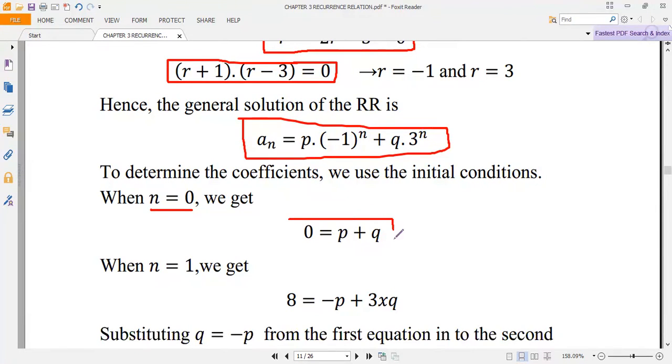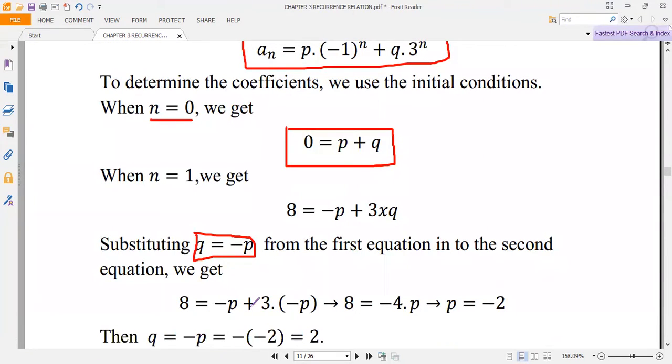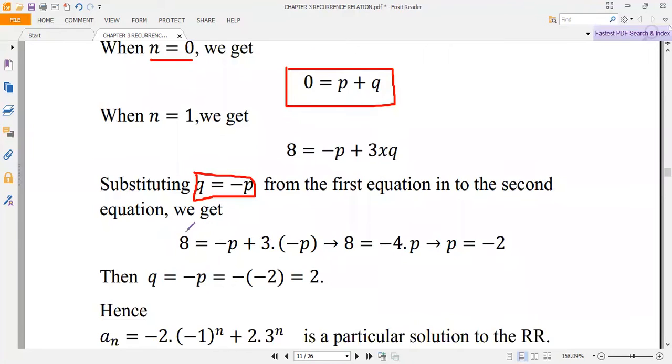Now, from the first equation, we can get that p is equal to minus q, or q is equal to minus p. Then substituting this into the second equation, we get 8 is equal to minus p plus 3 times minus p, which is minus p minus 3p, which is minus 4p. Dividing by minus 4, p is equal to minus 2. And since q is equal to minus p, q becomes positive 2.